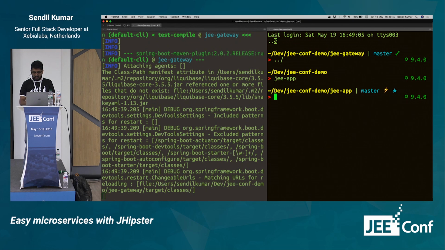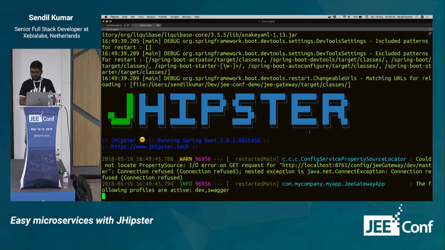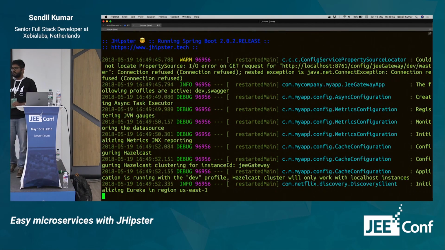And then I'm going to start the microservice application. I've started the gateway first, and then I'm starting the microservice application. So once it is started, it starts throwing a series of errors. Why is it throwing an error? Any guesses?